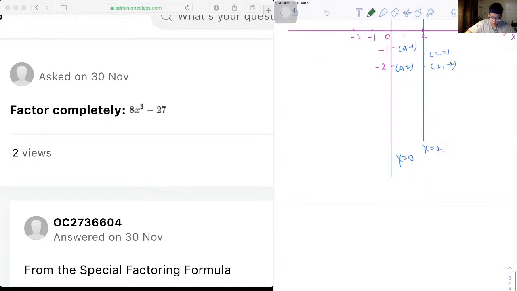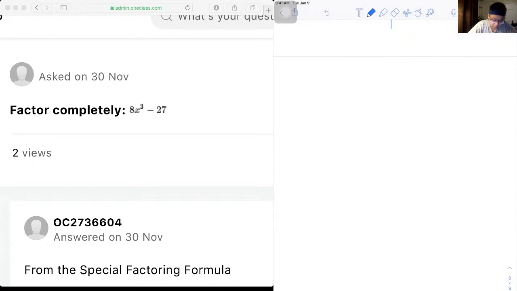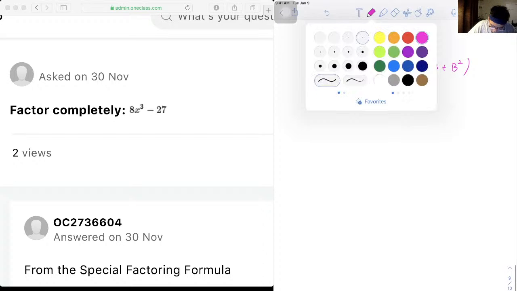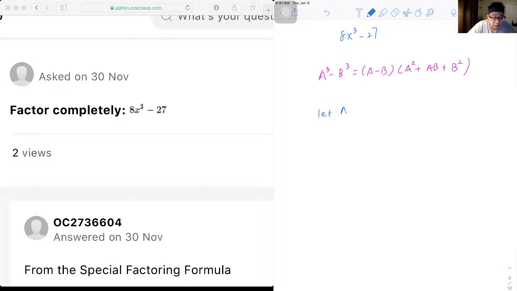Okay, so for our last question today, we need to factor 8x cubed minus 27. Before getting into this question, I would first like to recall the special factoring formula, which is given by a cubed minus b cubed is equal to a minus b times a squared plus ab plus b squared. Now we let a equal 2x, since 2x cubed is equal to 8x cubed.